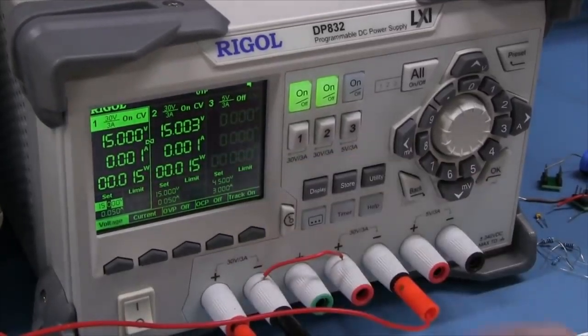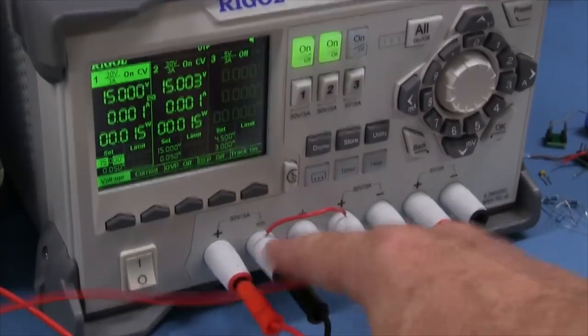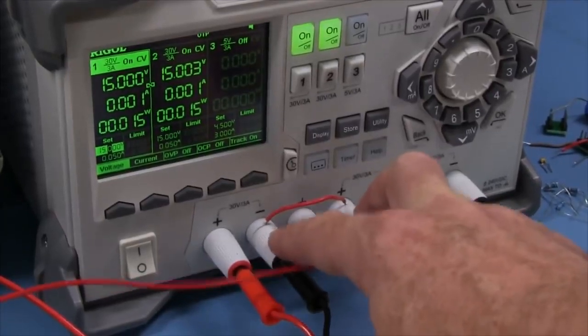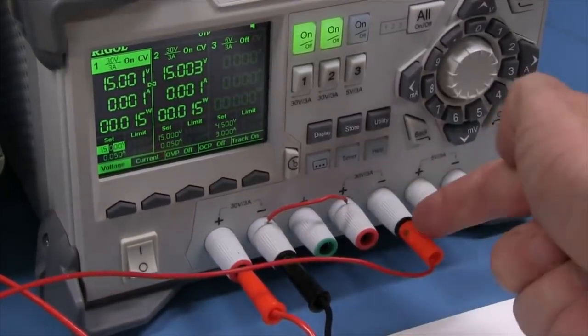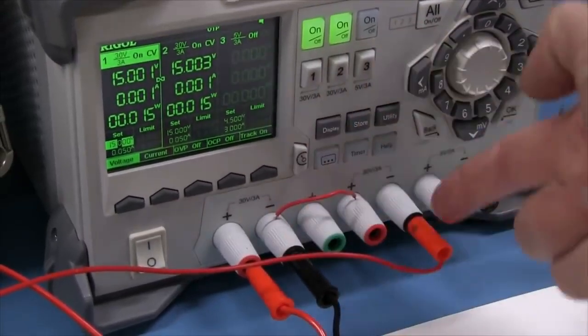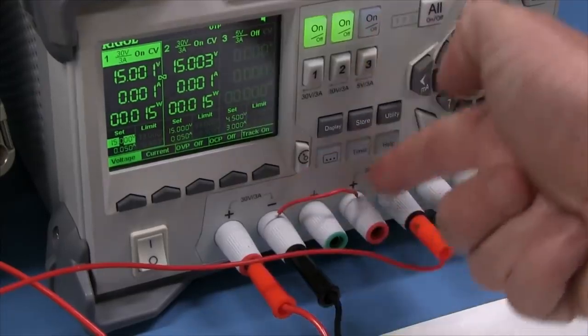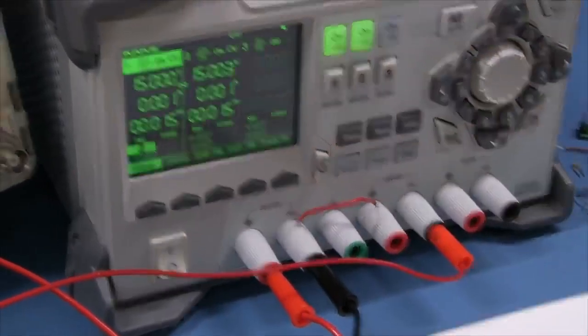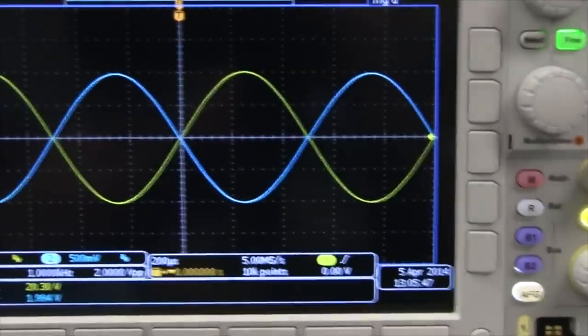I've got dual tracking on there, and you notice that I've joined the supplies here, generating a split supply. So this one actually becomes the negative. So this is our positive 15 from here to here, and this is our negative 15 relative to here, because we've strapped the positive one over. And ta-da! There we go.